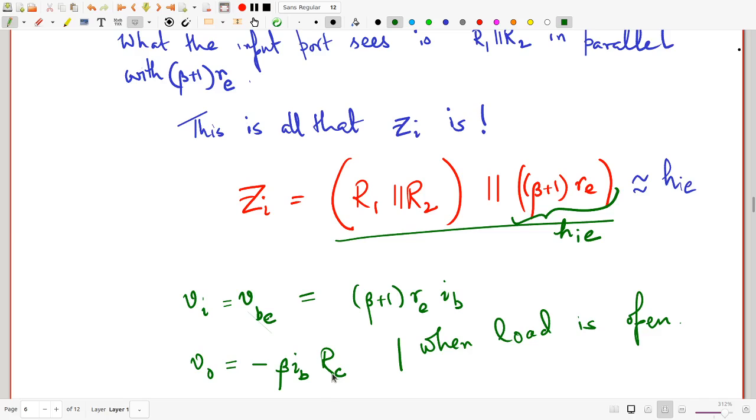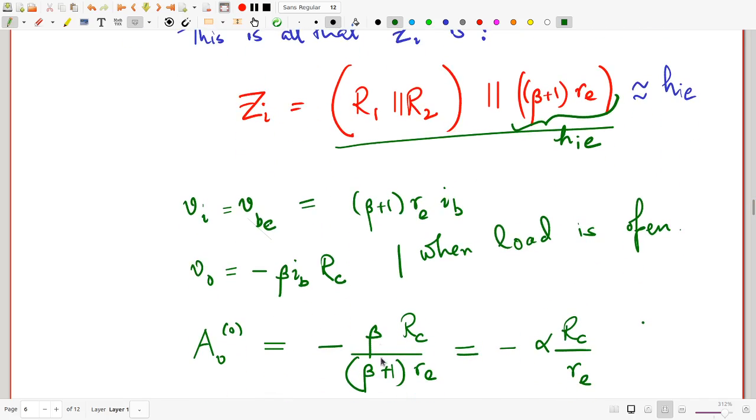VO is minus beta IB RC. Of course, when load is open, if RL had been connected, RC would have come in parallel with RL in this expression. But right now we are calculating AVO. So RL is infinity. So VO is minus beta IB RC. And VI, which is same as VBE, is beta plus 1 RD, the resistance, again just the HIE into IB. So if you divide the two, you immediately get AVO. And you get a formula for AVO which looks like this: minus beta by beta plus 1 RC by RD. And if you recall that beta by beta plus 1 is actually alpha, a number which is pretty close to 1, AVO works out to minus alpha RC by small RD.